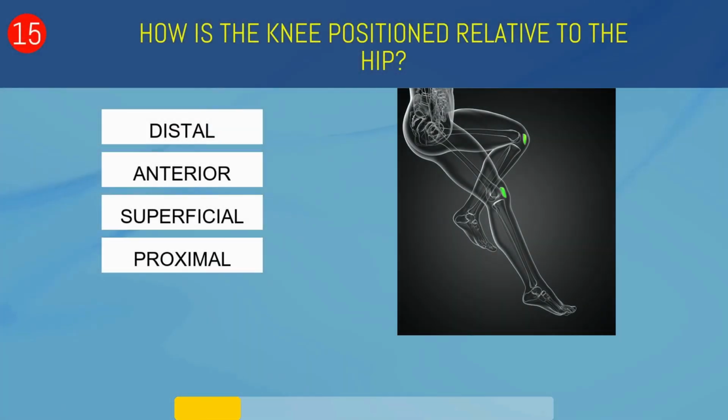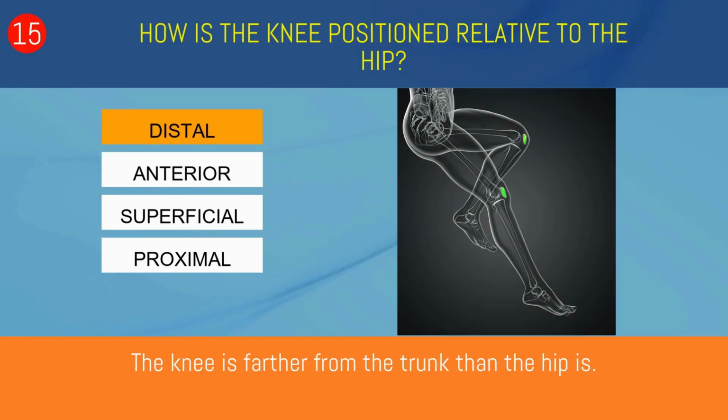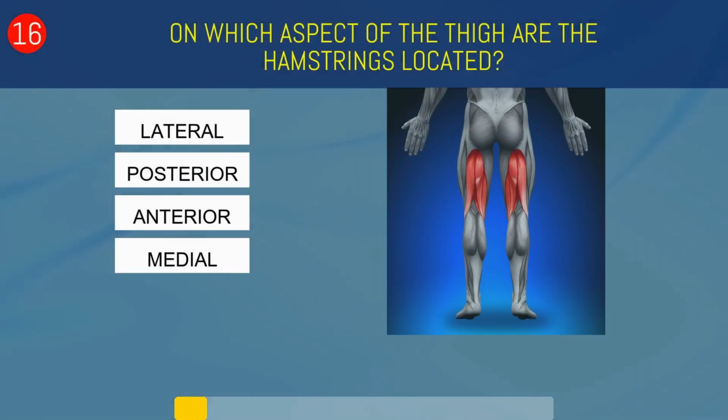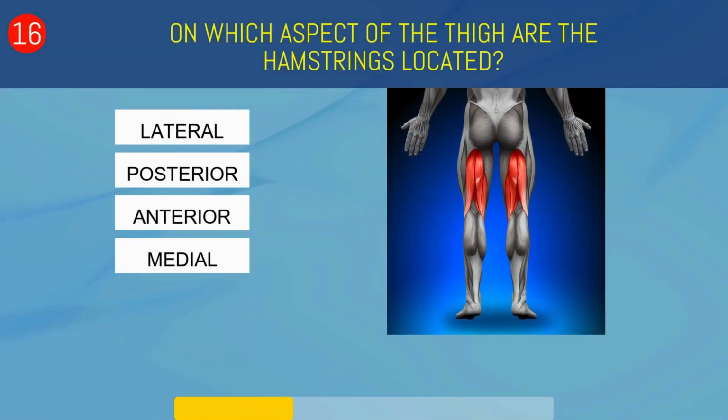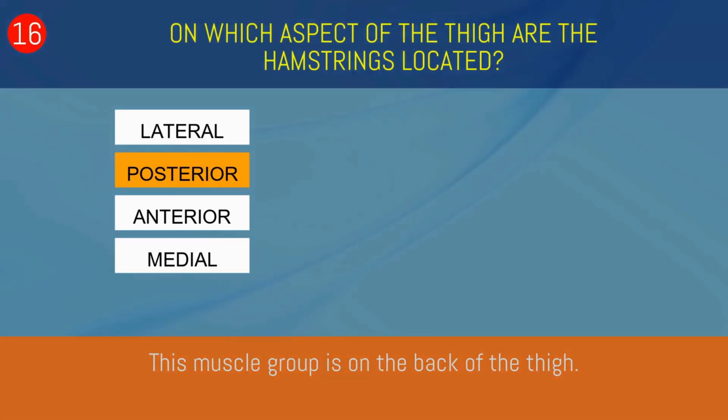How is the knee positioned relative to the hip? Distal, anterior, superficial, or proximal? Distal. The knee is farther from the trunk than the hip is. On which aspect of the thigh are the hamstrings located? Lateral, posterior, anterior, or medial? Posterior. This muscle group is on the back of the thigh.